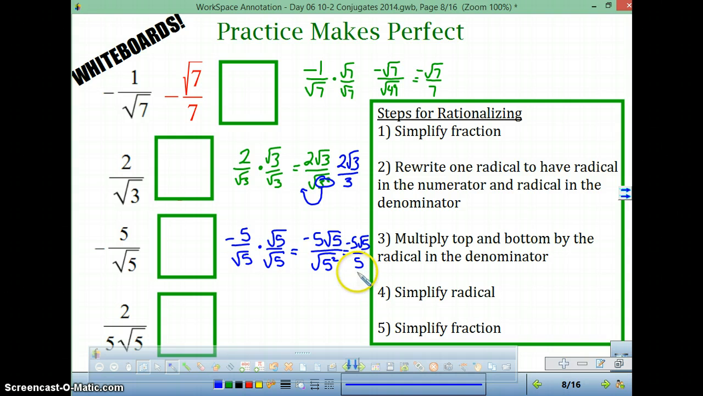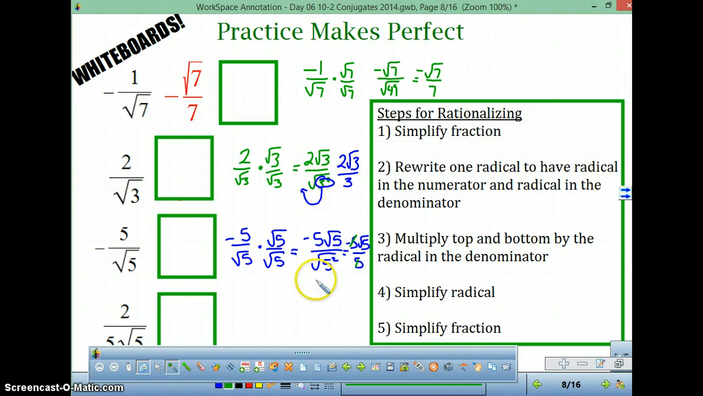What do we do now? We still have to simplify. If you have a fraction that has a 5 in the numerator and the denominator, that one can be reduced. Watch this. That becomes negative root 5.